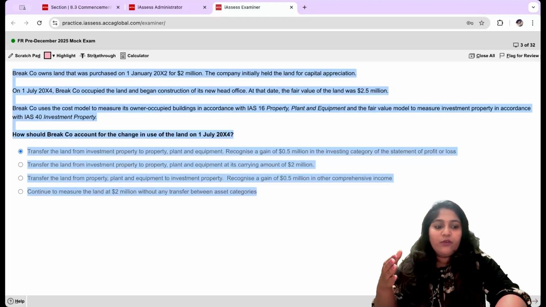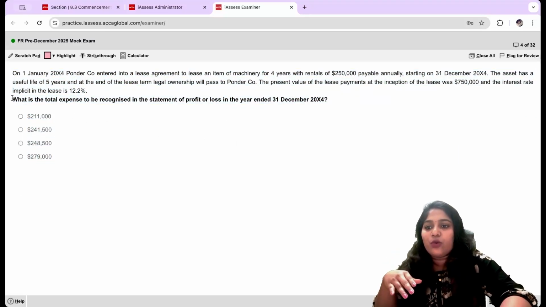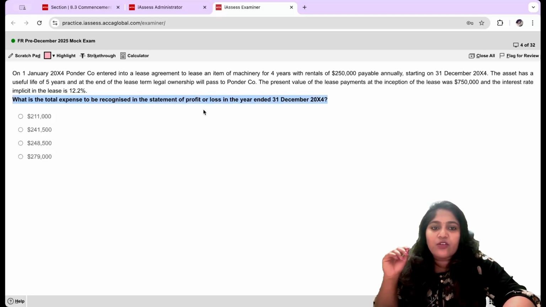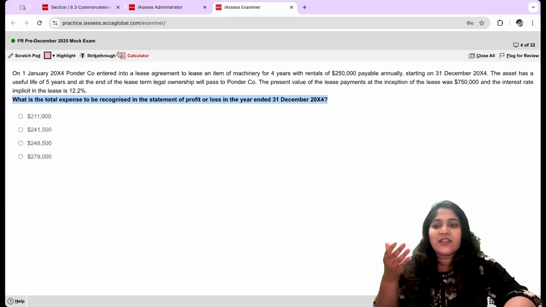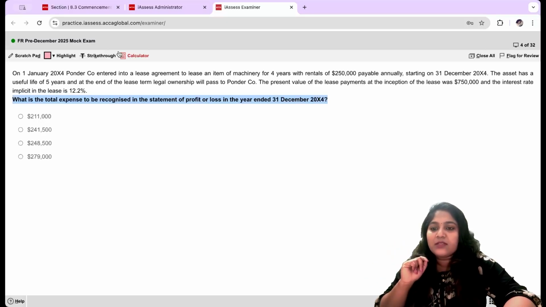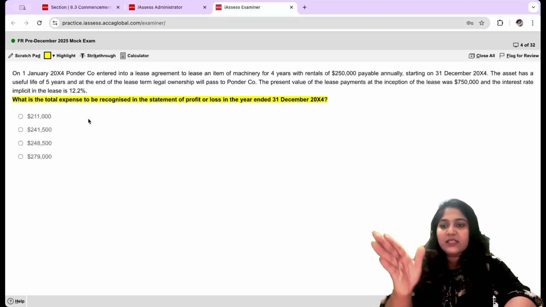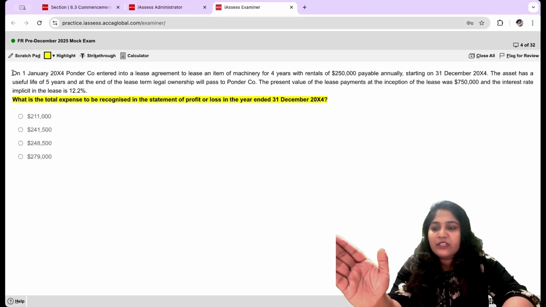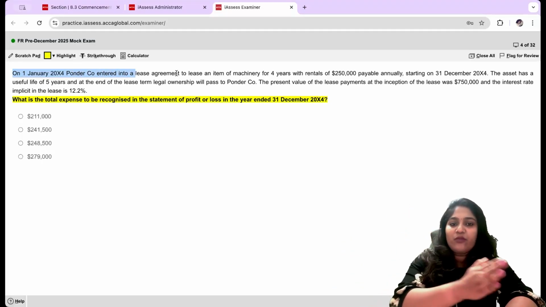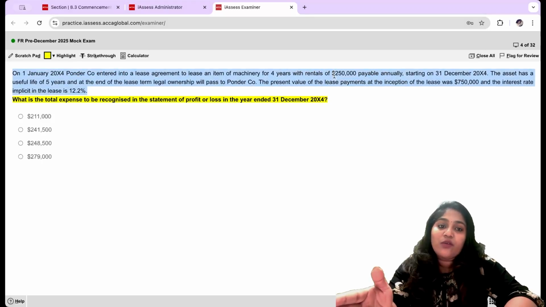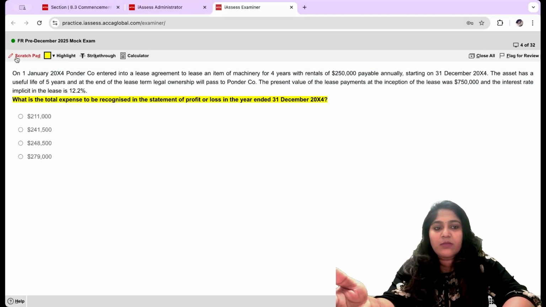So we will move to the next question, and the next question talks about what? What is the total expenses recognized in the statement of P&L in the year ended 31st December 20X4? Okay. So the requirement, it's about leases if I can see. On 1st Jan X4, Ponder Company entered into a lease agreement to lease an item of machinery for 4 years with rentals of $250,000 payable annually, starting from 31st December X4.